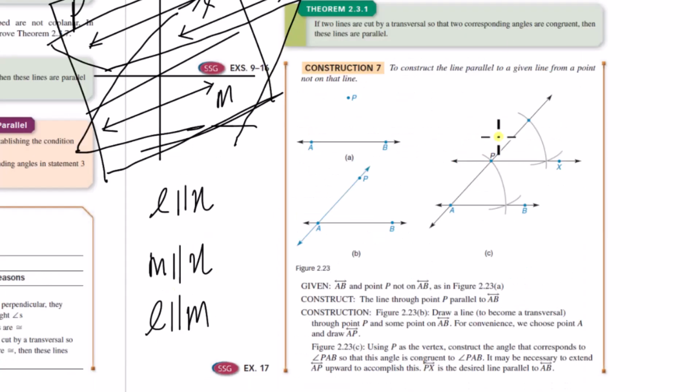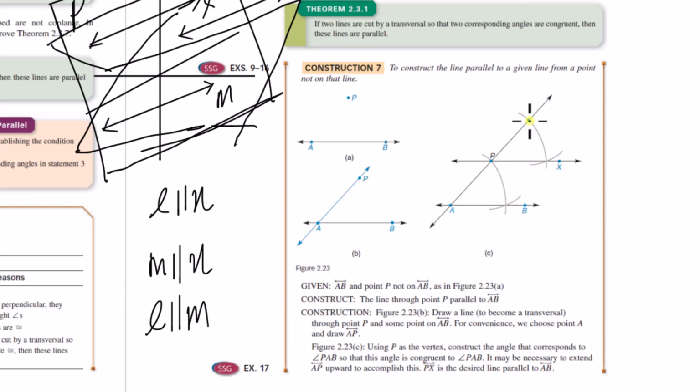So using that same idea here, we put the center of the compass at A, and then we would draw an arc that goes through both of these lines. They draw the arc so that it goes through point P, but you don't have to. Then, without changing the radius, you put the center at point P and draw that same arc, and make sure it extends past the horizontal. Then you put the center at point P and you put the radius here, and then you draw this arc.